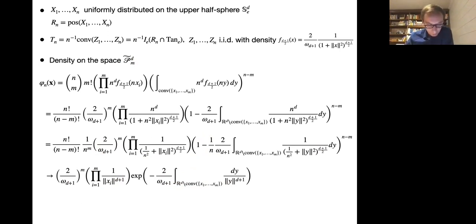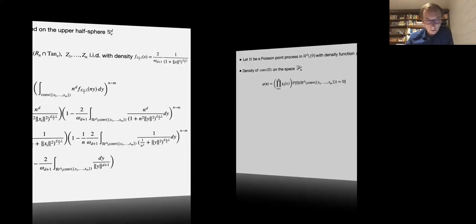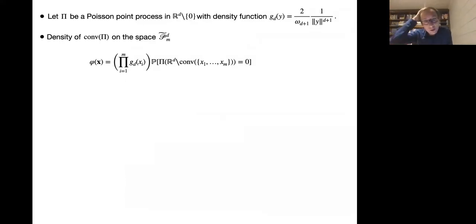And now we have to verify that this is exactly the limiting density. So what is the limiting object? Let us recall. This was a Poisson point process, pi was a Poisson point process on R^d minus origin. And the density function was this one here.